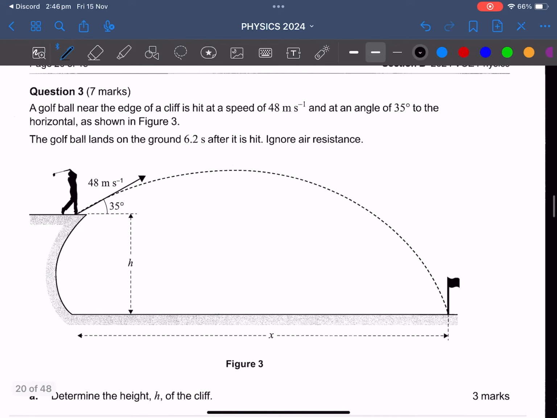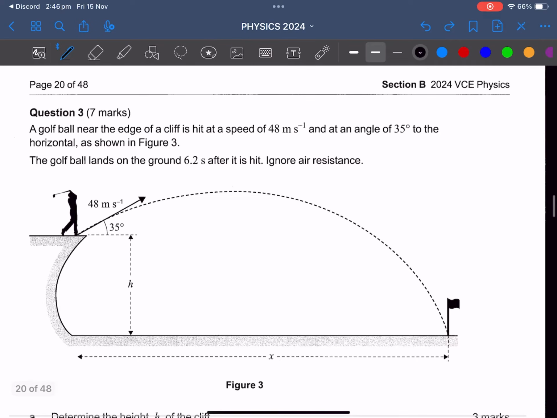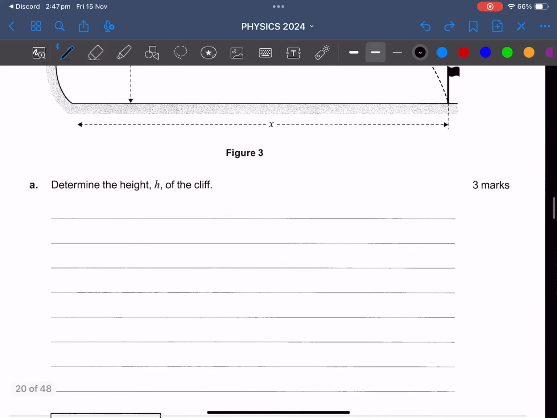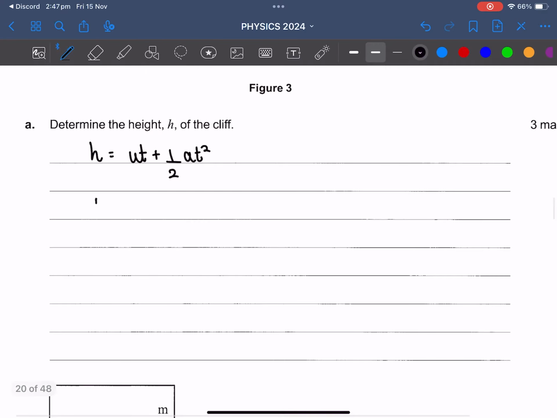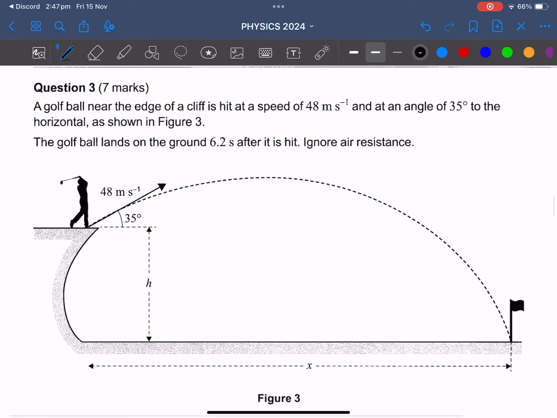Okay, so what are we given? We are given the initial velocity. We are also given the angle, and then we are given the time taken for the journey basically. And we are asked to find the height. So that means we can just say that h is equal to ut plus half at squared. Right? So our u is going to be the vertical component of this velocity.